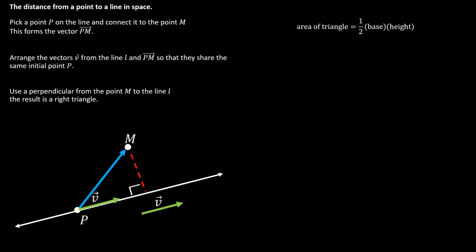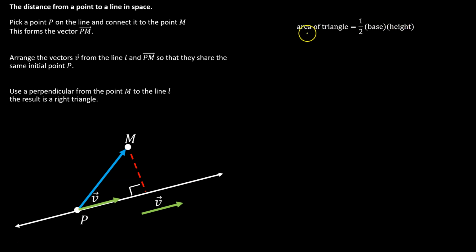The reason why we want to do that is so that we can take this higher level problem and reduce it down to something that we know very well. For example, area of a triangle. We can see that the blue vector, the direction from the green vector, and the red dashed line, they all make a nice right triangle. And the area of that type of triangle is simply 1/2 base times height.